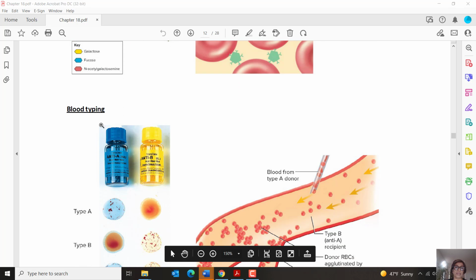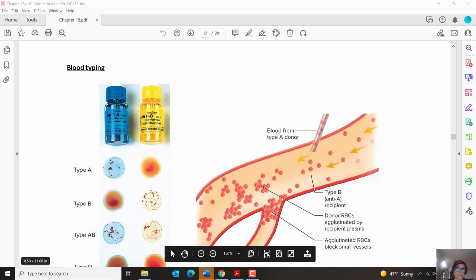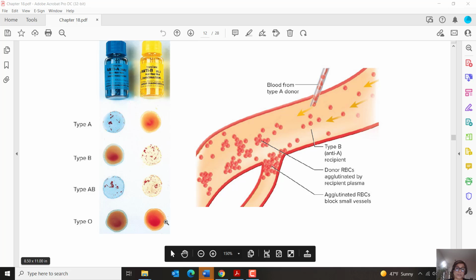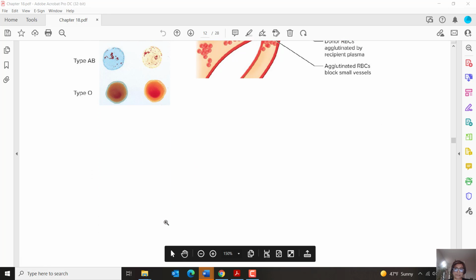If you do blood typing in the lab, you take anti-A, anti-B, and anti-Rh. You take a drop of blood, put it on a Petri dish, and then add anti-A and anti-B. Whatever coagulates, that is your blood type. So type A because it has clumped, type B because this is clumped, this is type AB, and this is O. Now let's talk about Rh group.